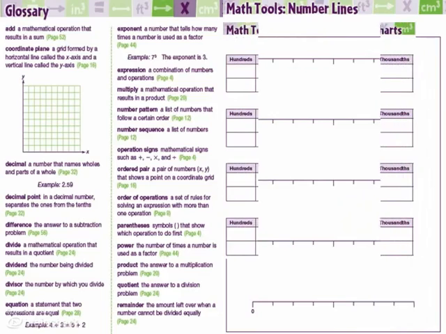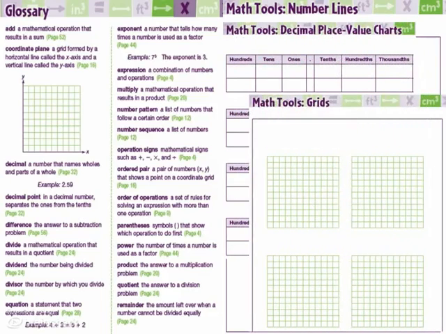Finally, at the back of the Grade 5 book, just like we saw at the back of the Grade 1 book, the students are provided with a glossary of terms found throughout the book. The students also receive math tools to use as additional resources when they are working on the independent practice.